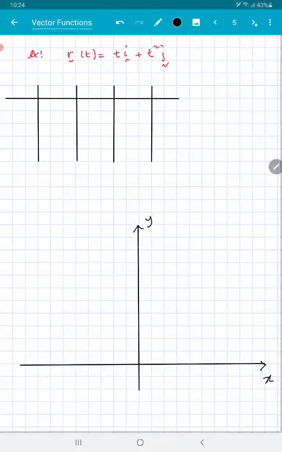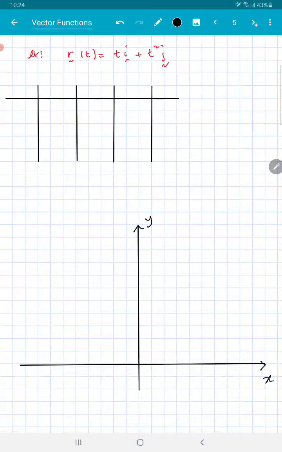Alright, so here we have the vector valued function r(t) is t i plus t squared j. From there, we can extract the parametric equations for x and y. So this is the x component. The parametric equation for x is going to be equal to t, and the parametric equation for y is t squared. So for y, we have t squared.